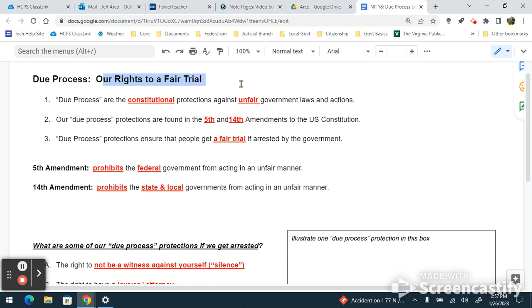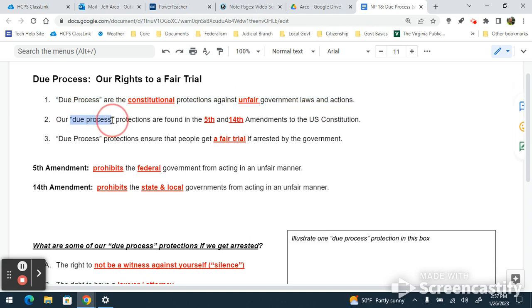And the reason why we have courts set up to review other courts' decisions is to make sure that the person on trial gets what is known as a fair trial. Now, the term that we use for everything that makes up a fair trial is, did the person get due process? Due process is a very important term in our court system. It simply means protection from unfair government laws and actions.